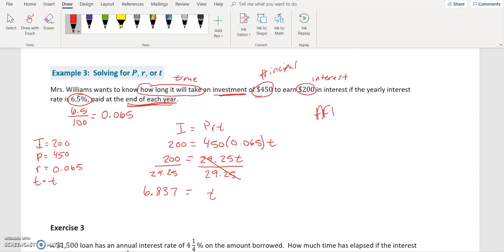So after 7 years, the interest will be over $200. So it's going to be more than $200. It won't be exactly, it will be more than that. But we don't want less.